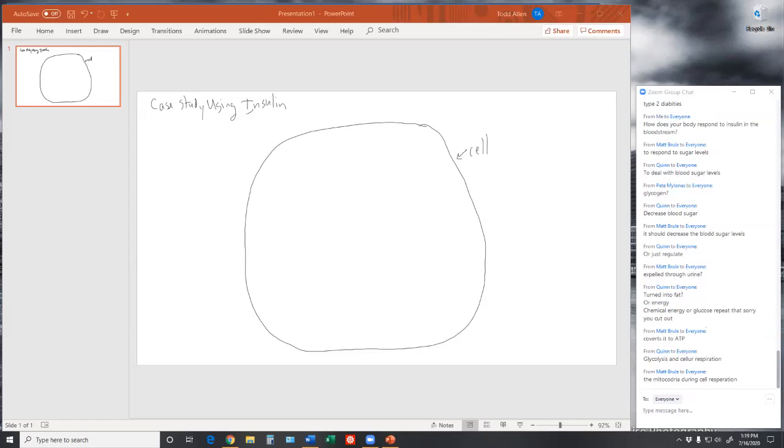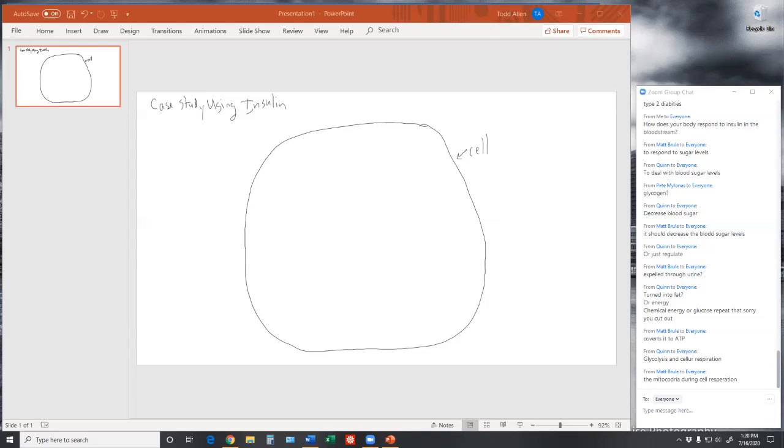Folks, here it is in a nutshell. When insulin is released into the bloodstream, the body responds by relocating the glucose from the bloodstream into the cells of the body that can then break it down for ATP production. In other words, how does your body respond to insulin? It responds by having the excess glucose in the bloodstream be transported inside the cells of your body that can use it for ATP production.